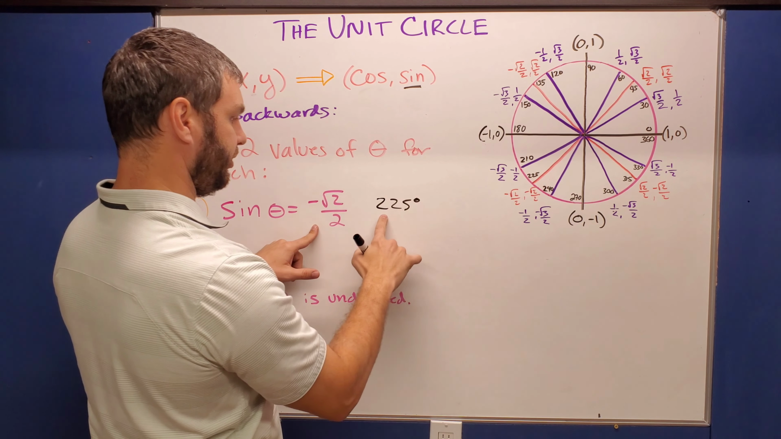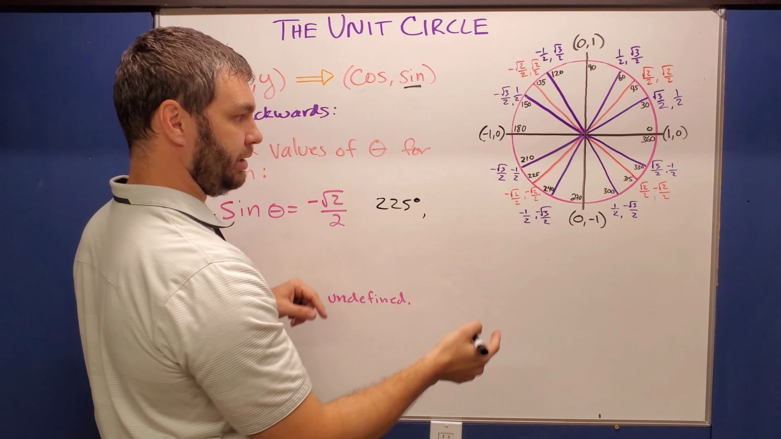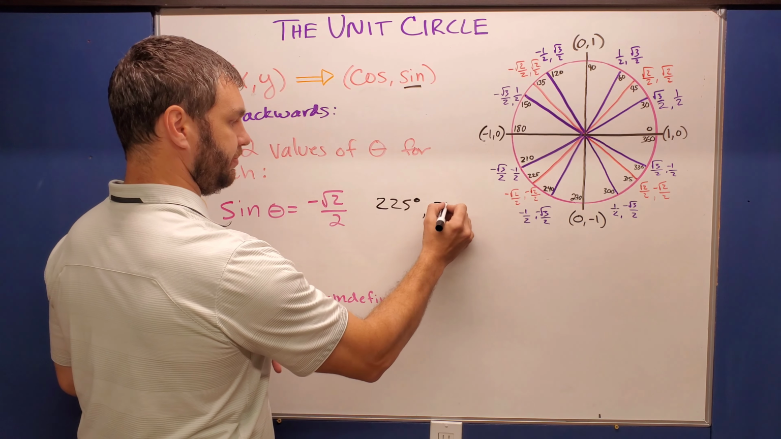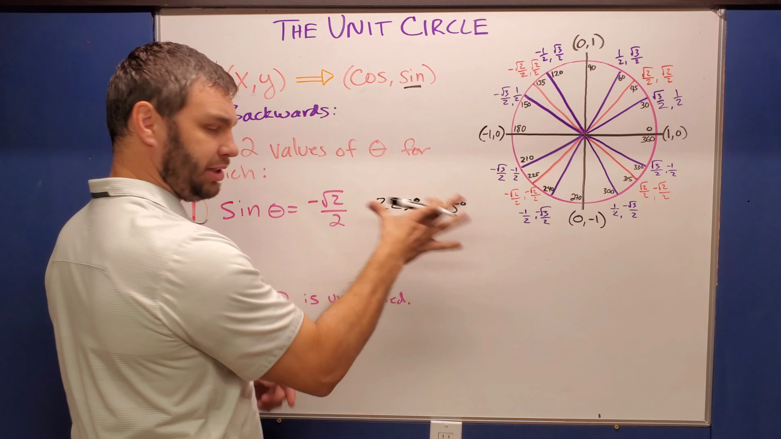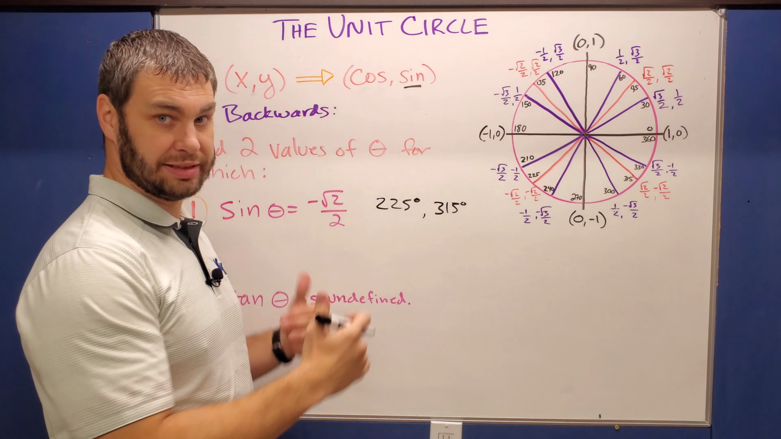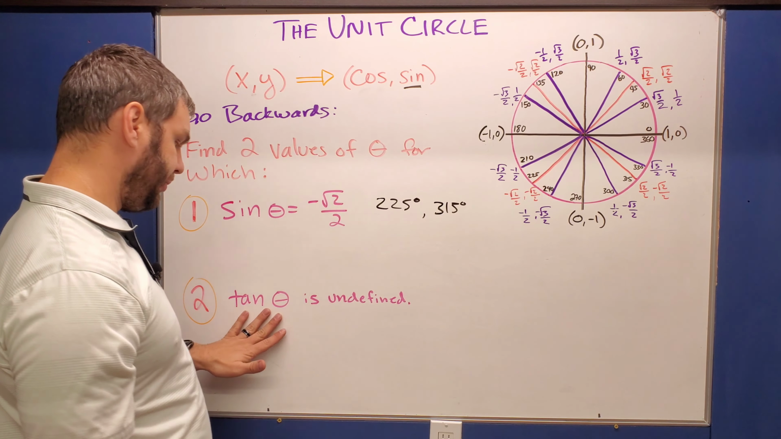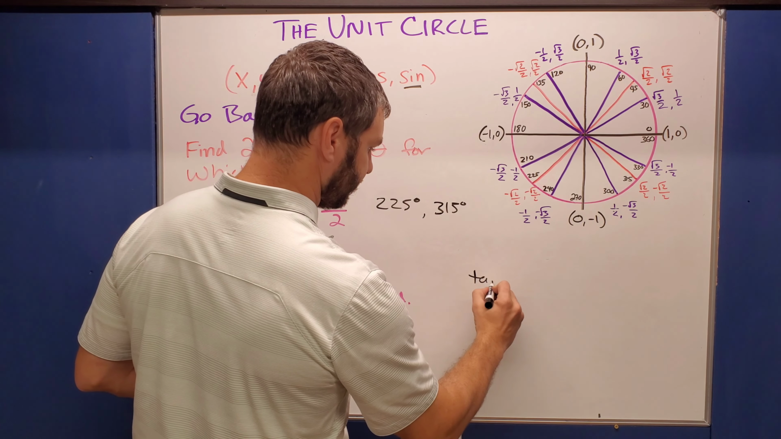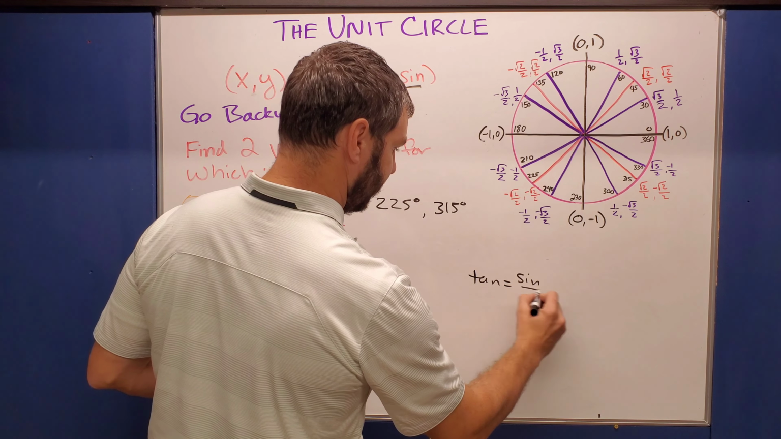So that's all it's asking for the first one. Again, for the second one, I think negative square root of 2 over 2 is 315. So 315 degrees. That's really all it wants, is the 2 degrees at which that happens. Now, the second one's a little bit more interesting. Remember, tangent is the same thing as sine over cosine.